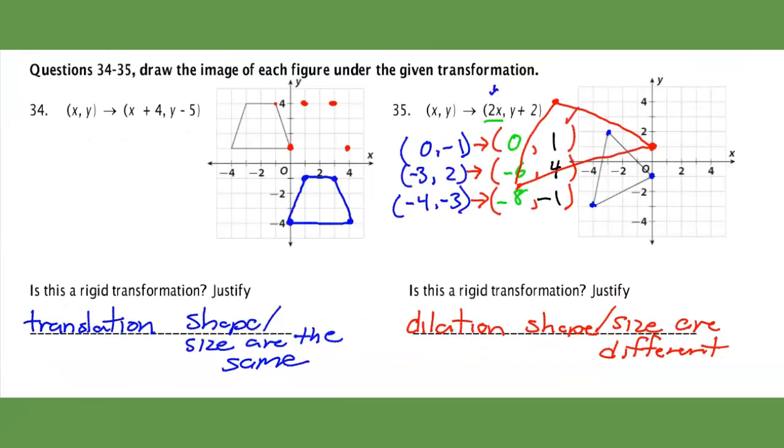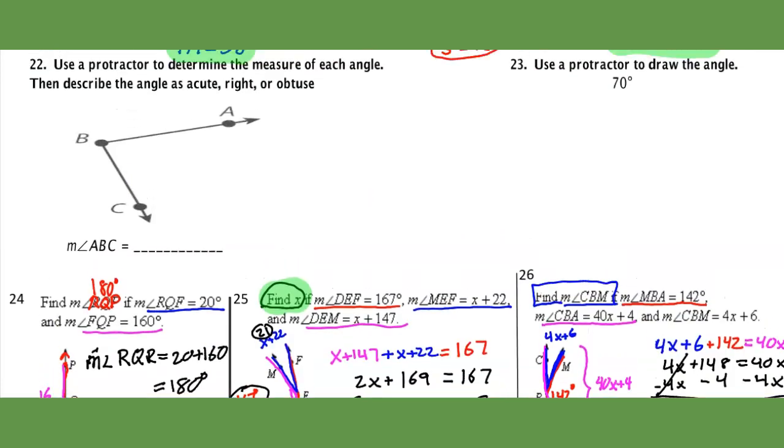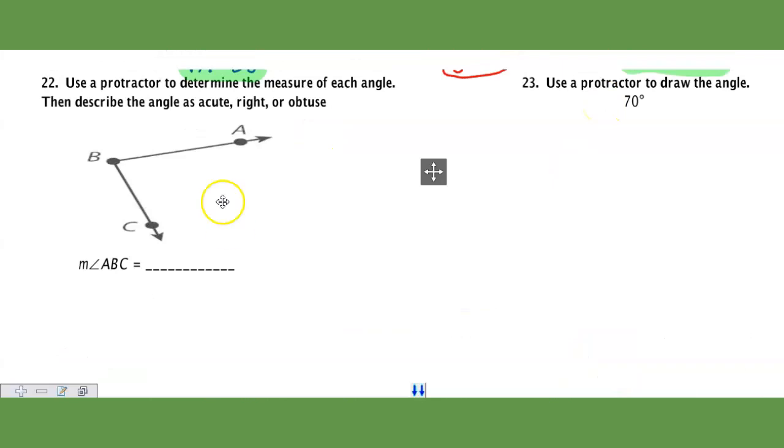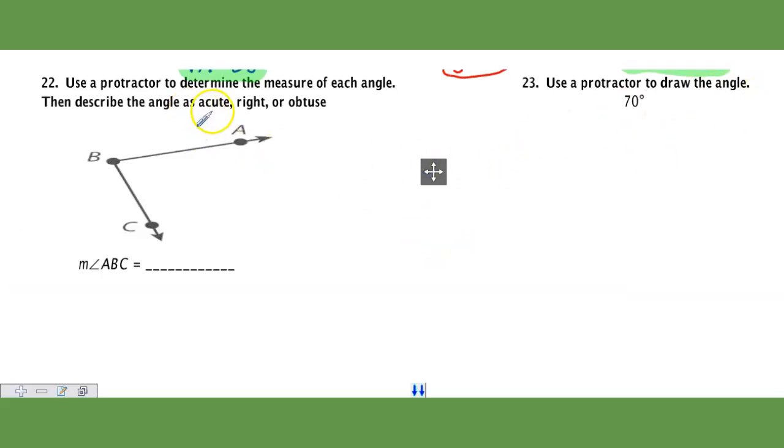So let's go back to the construction problems from earlier and do all of those now. So first we need to go back to 22 and 23 where we are measuring angles and drawing them. So I'm going to go over to a different page here. All right, so we need to use a protractor and measure the angle and describe it as acute, right, or obtuse. So of course, acute being less than 90 degrees.